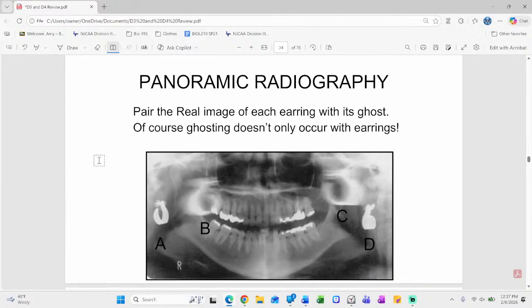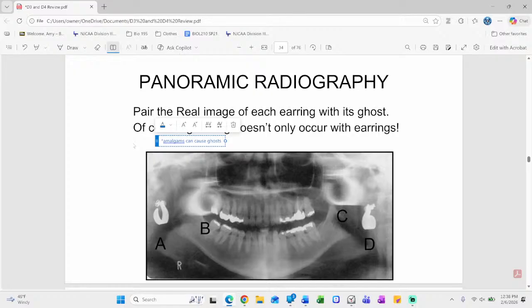You know your earrings, right? Not a problem. And of course, ghosting doesn't only happen with earrings, right? There can be other metals, like amalgams, that might create a ghost, because as the beam comes across, it'll smear on the other side. We do get ghosting with bone also as that beam comes around, but also with other metals. So you may get some smearing just simply because of where other metals are.